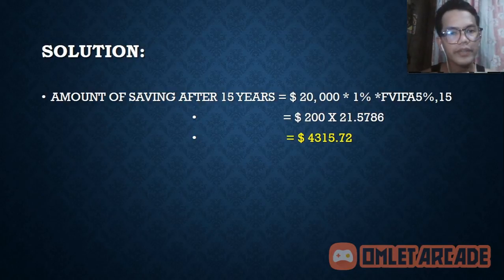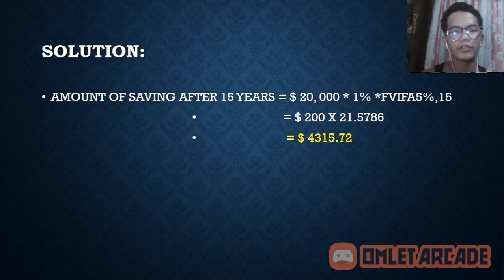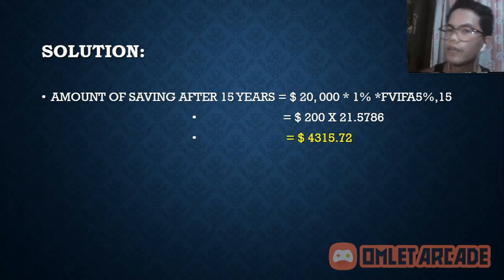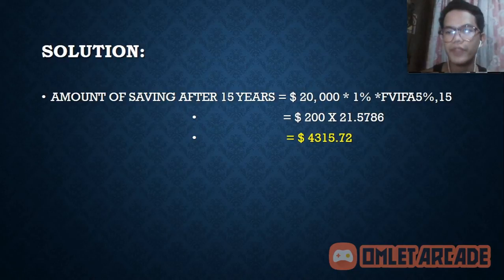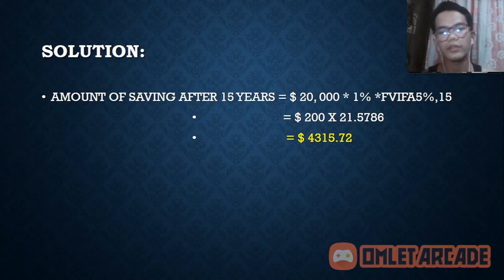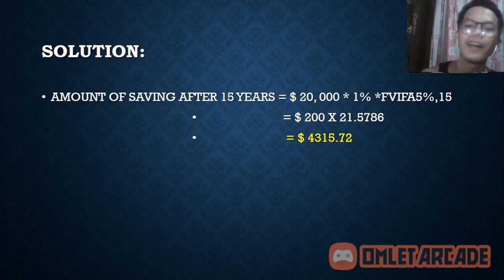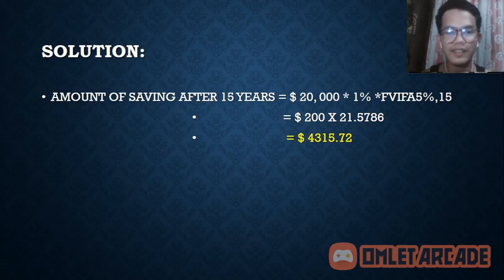The amount of savings after 15 years is equal to $20,000 times 1% times the FVIFA for 5% for 15 years. So it's equal to $200 times 21.586, which is equal to $4,315.72.